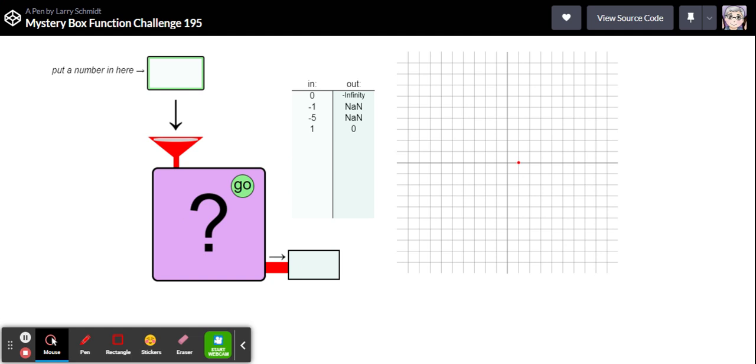And 1 gives us 0. Okay, I've got some inklings now. Let's put in a 2. Let's put in a 3. Okay. So I'm going to give some fractional values here. So let's put in a 1/2. All right, and maybe a 1/4. And maybe 1/10.